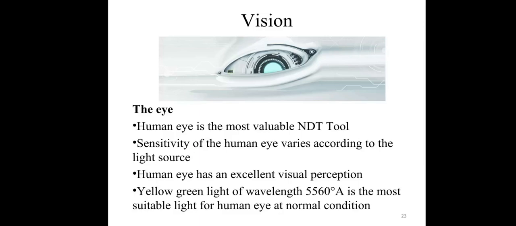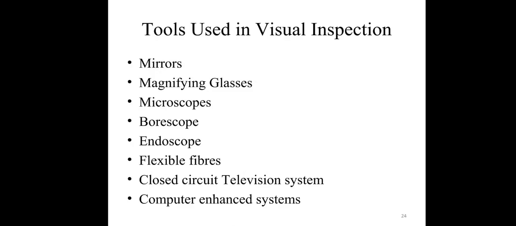Vision. The eye. The human eye is the most valuable tool. Sensitivity of the human eye varies according to the light source. The human eye has an excellent visual perception. Yellow-green light of wavelength 5560 angstrom is the most suitable light for the human eye at normal condition.